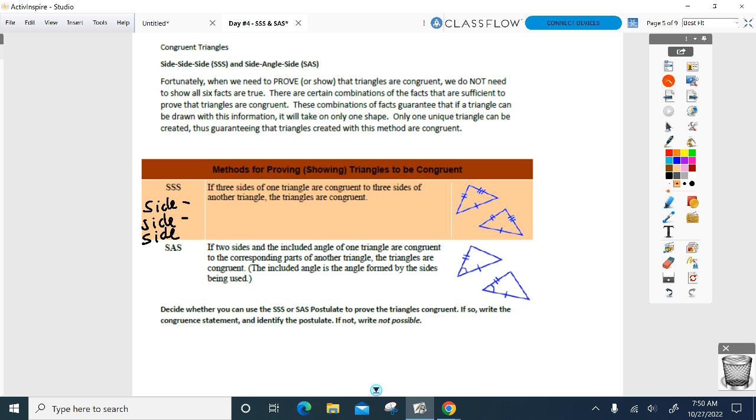Everyone all right? Bless you. Next method, side, angle, side. All right, SAS, which stands for side, angle, side. I'm going to spend a little bit more time on this one.